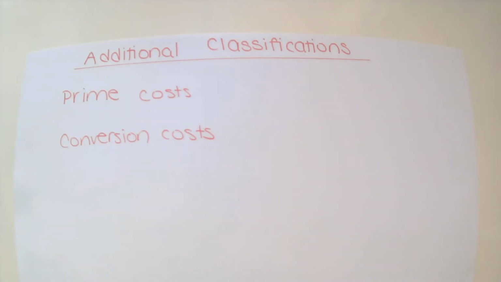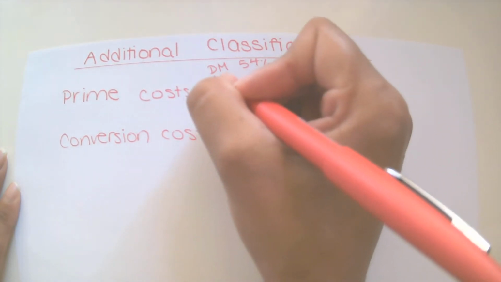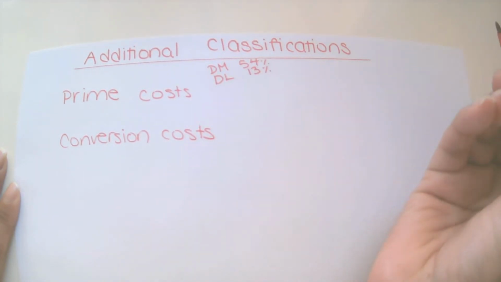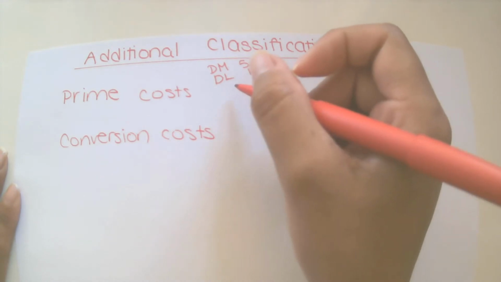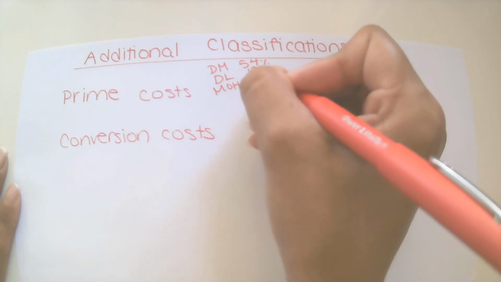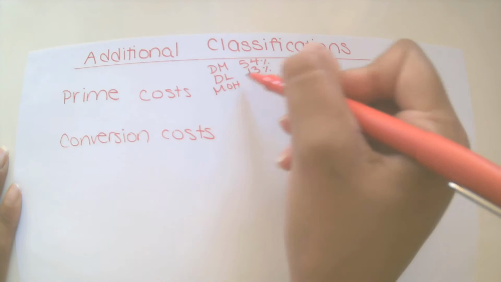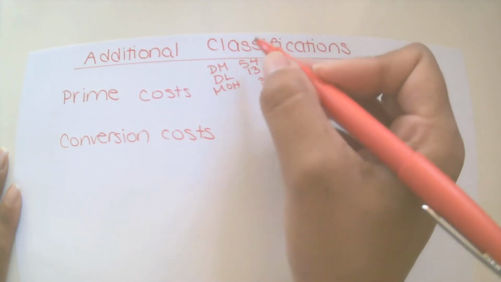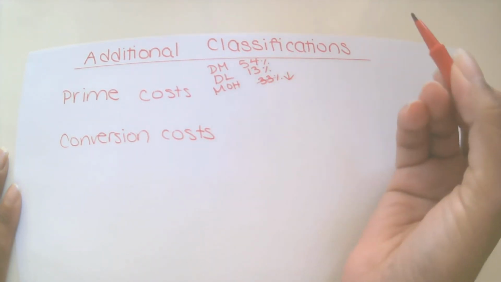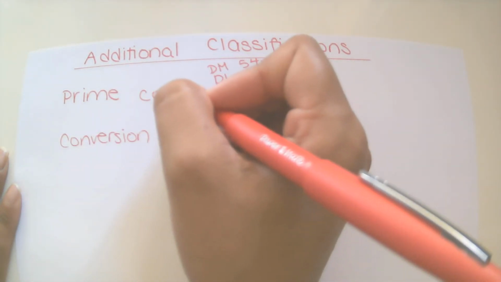53%, I believe, of a company's overall manufacturing costs, or 54%. So we said DM was about 54% and DL was about 13%. And actually MO was about 33%. A long time ago, back in the US's heyday of manufacturing, MO was much lower and labor was much higher. And so I think this classification comes from those days.